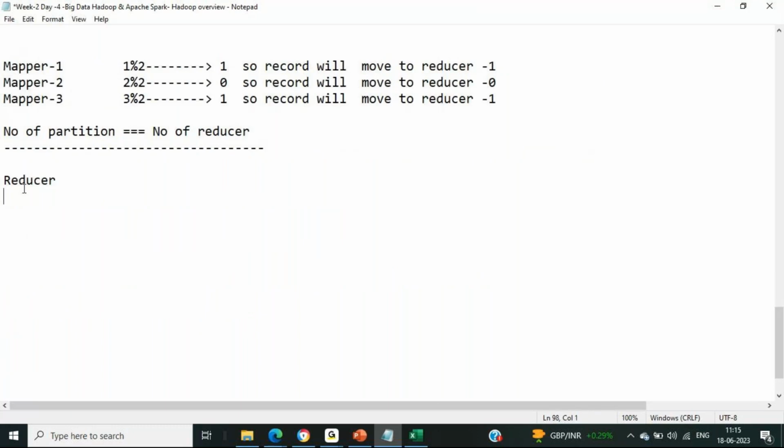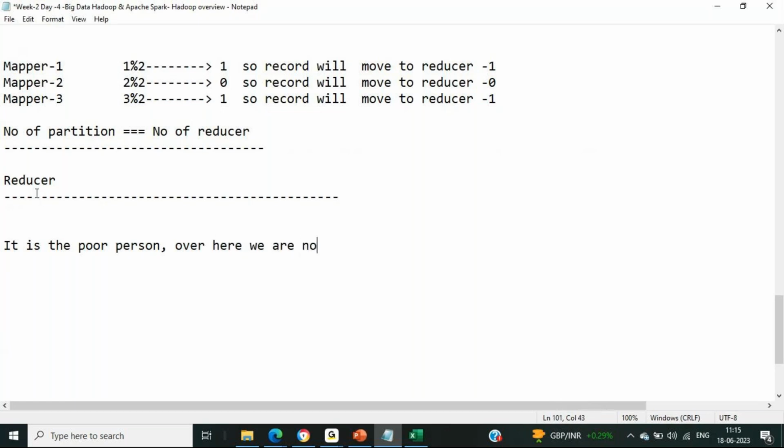Now the reducer, it is the poor person. Over here, we are not having the benefit of parallelism.